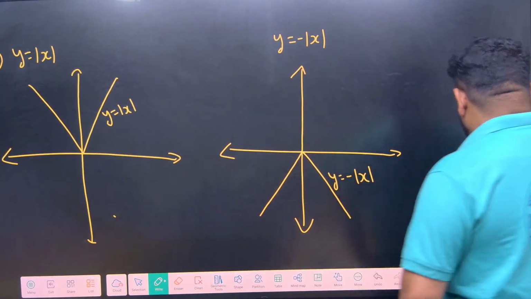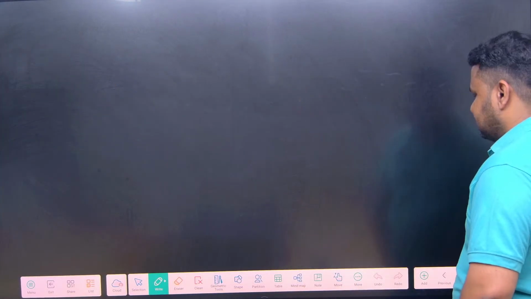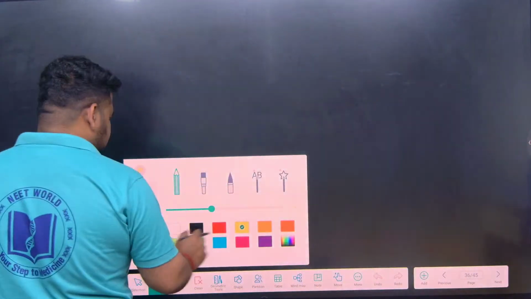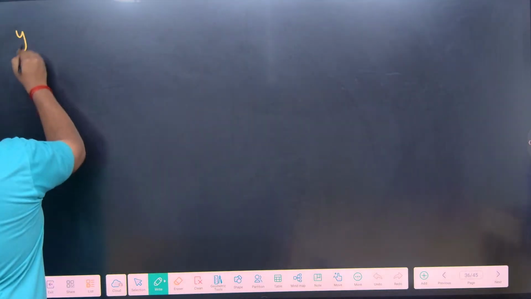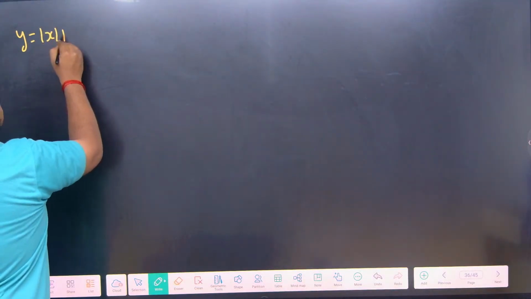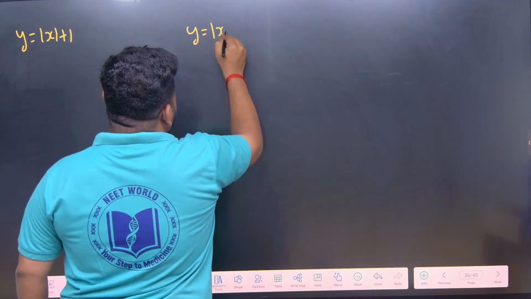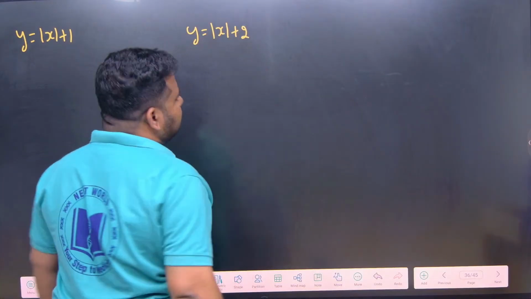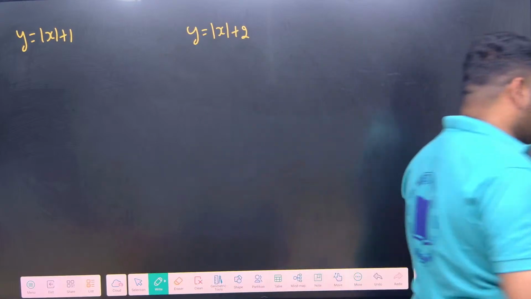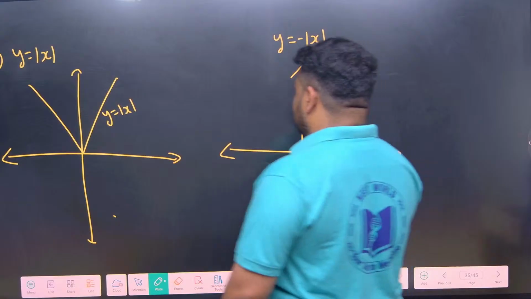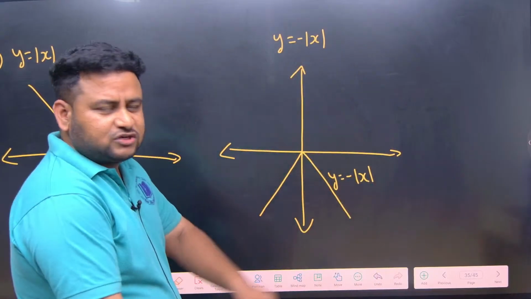Now what about the other graphs? There are many other graphs which you should know how to draw or how to interpret. So see here, if I say y is equal to mod x plus 1, or y is equal to mod x plus 2. But before that, what is the domain and range of this function?